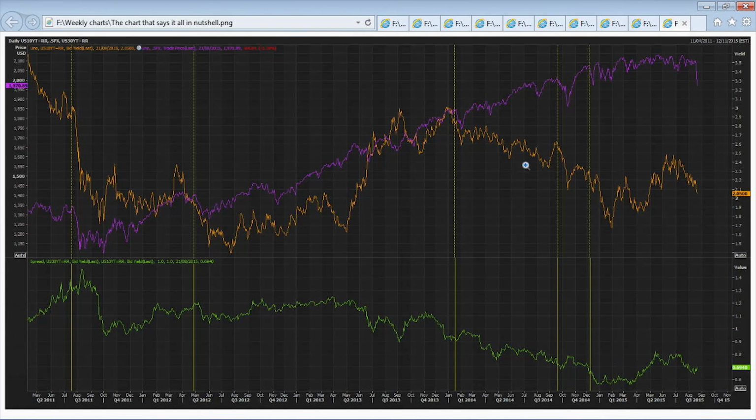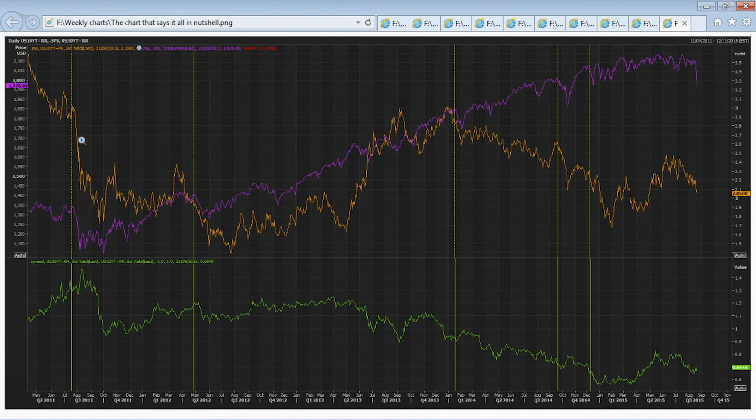Now, what I'm trying to create here is a situation where every time we get a correction of 10% or more in the S&P, how do the bonds move? So what I'm trying to show you here is the typical traditional risk-off move that we would see when equities were correcting, as well as what the spread does at that time. So every one of these vertical yellow lines is a 10% correction in the S&P.